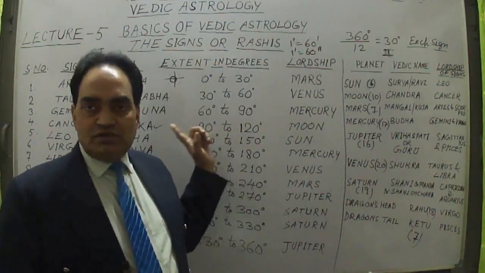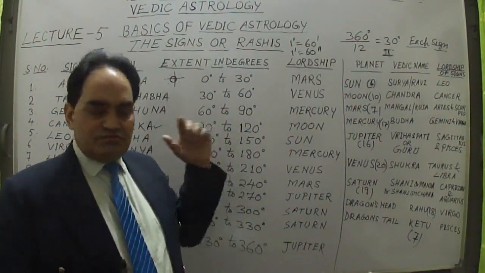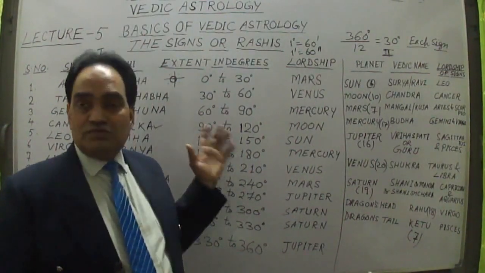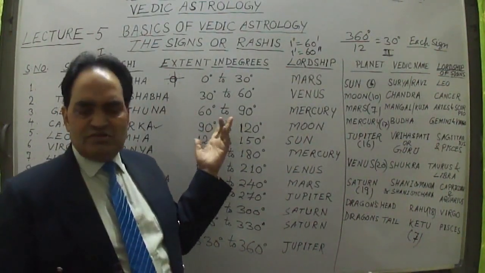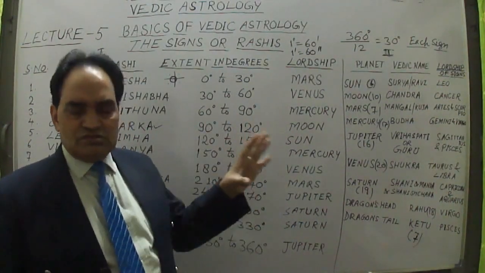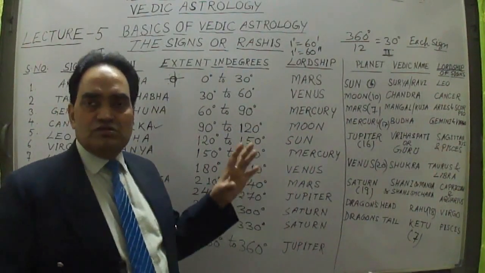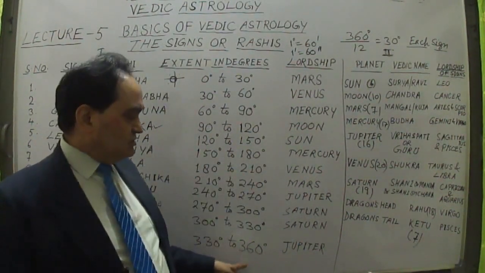the 12 signs in English and in Vedic astrology. What are the names of these signs? Then who are the lords of each sign? And what is the degree measurement of each sign? Each sign has 30 degrees. All those 12 signs are divided into 30 degrees each. Total 360 degrees and 12 signs are there. So 12 signs have 30 degrees each in this way.